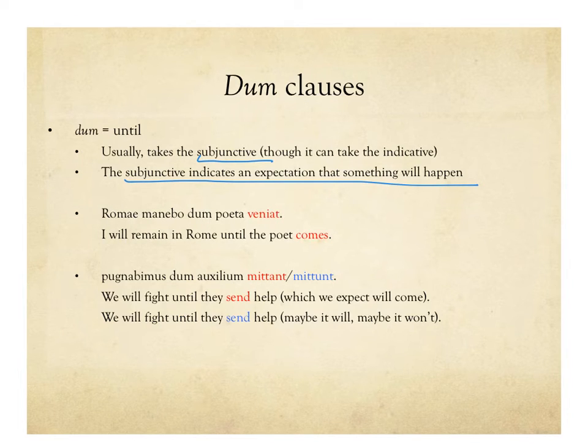Romae manebo dum poeta veniat. I will remain in Rome until the poet comes, and I am expecting him to come, so I will remain in Rome until he comes. Okay. So could this be one of those proviso ones? Well, yeah, here we have a future indicative verb, right? I will remain in Rome provided that he comes. But that doesn't make as much sense, right? Until is probably better.